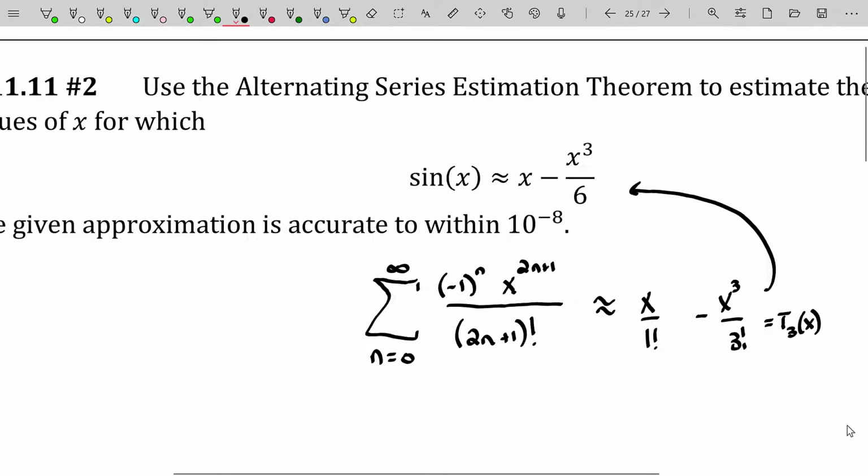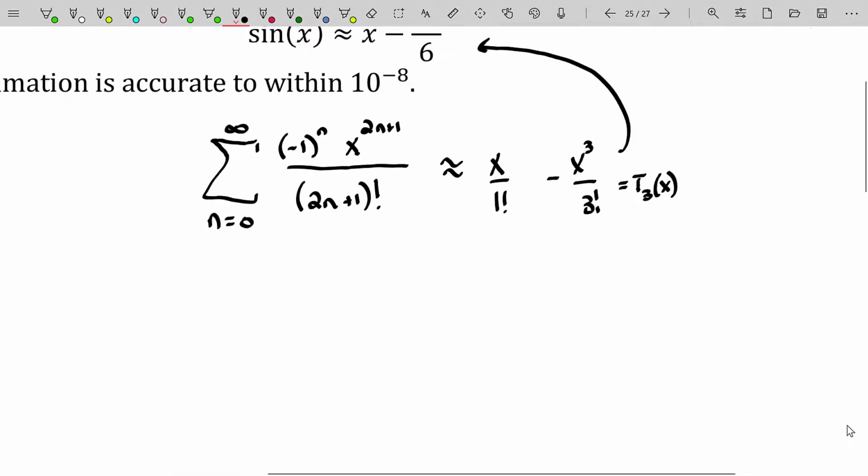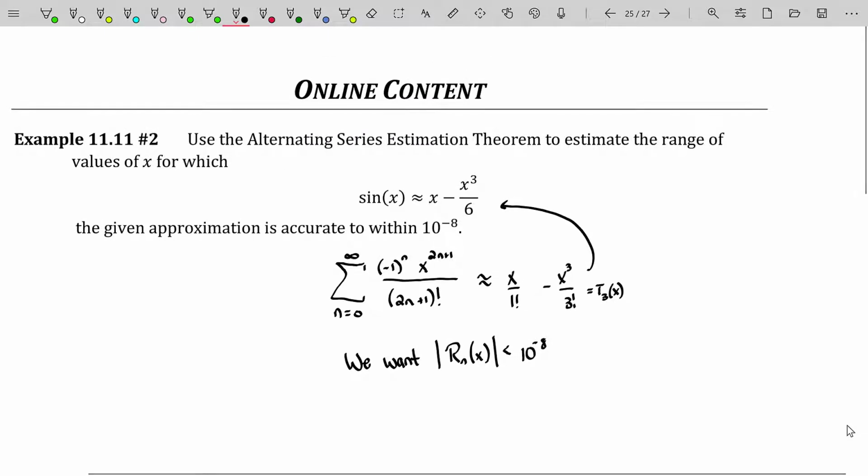And the question is, estimate the range of values for which that approximation is good to within 10 to the negative 8th. In other words, we want the error to be less than 10 to the negative 8th. Now, because our series that we're working with, the sine, is an alternating series, we don't have to go to Taylor's inequality theorem because we can replace it with the alternating series remainder test.